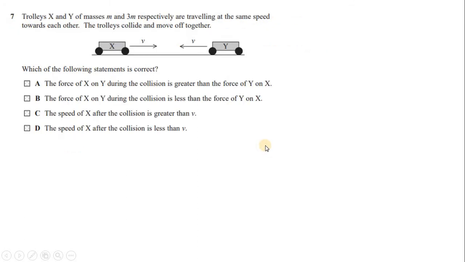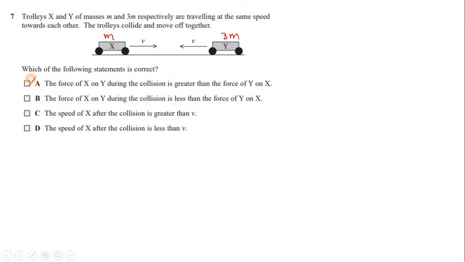Question number 7. Trolleys X and Y of masses m and 3m respectively are traveling at the same speed towards each other. The trolleys collide and move off together. So one trolley has mass m, the other has mass 3m. So heavy and light trolleys. Which of the following statements is correct about the collision? The force on X during collision is greater. The force on X is less?